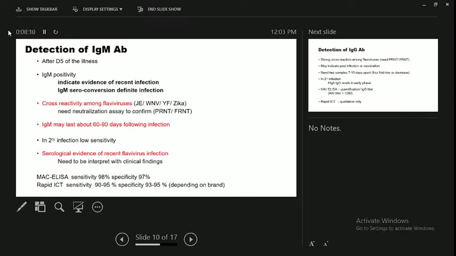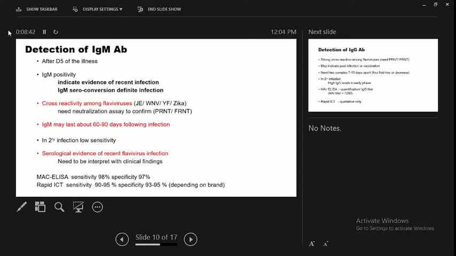So you have to think about another cause also if it is not clinically compatible. And also another thing is it strongly cross-reacts with other flaviviruses. So sometimes, for example, a 13-month-old baby can present with fever and dengue IgM positive. That IgM will be due to JE vaccination at 12 months. So these serology results you should interpret very carefully with clinical and epidemiological findings.